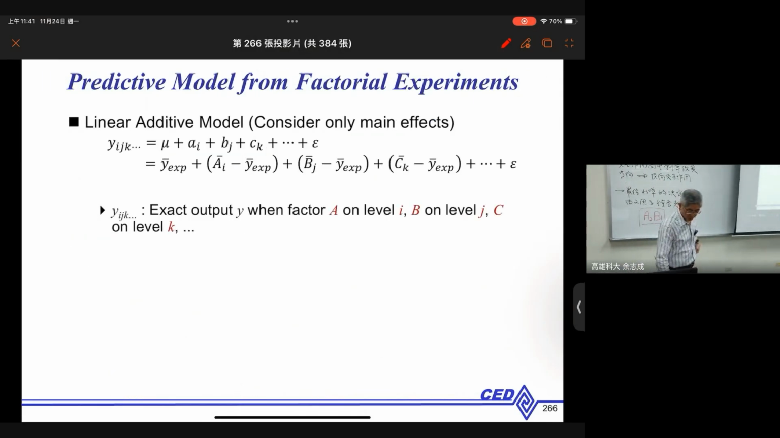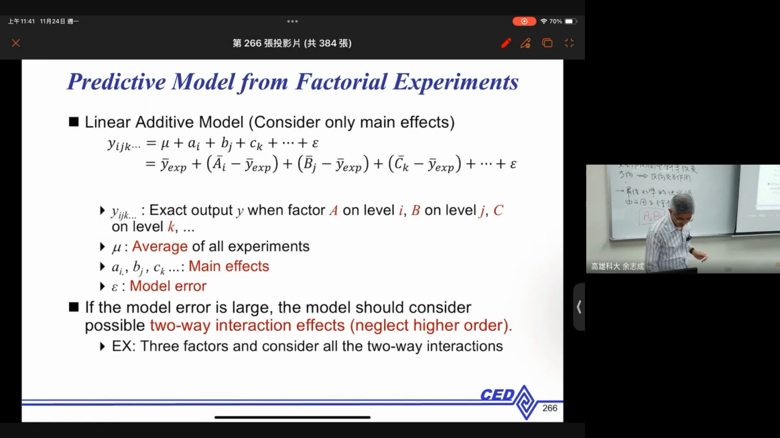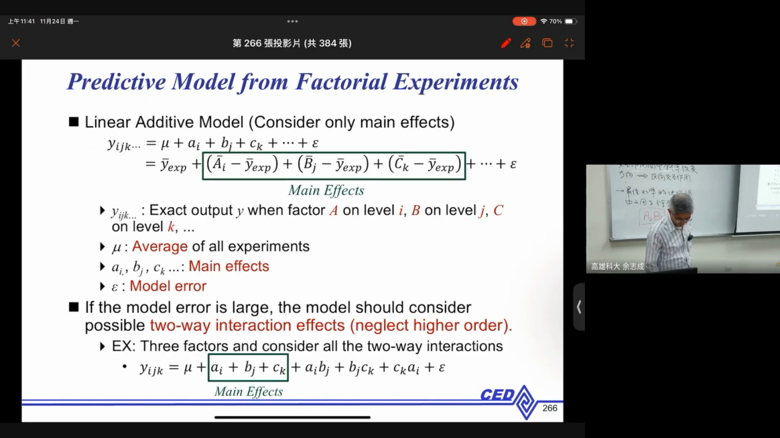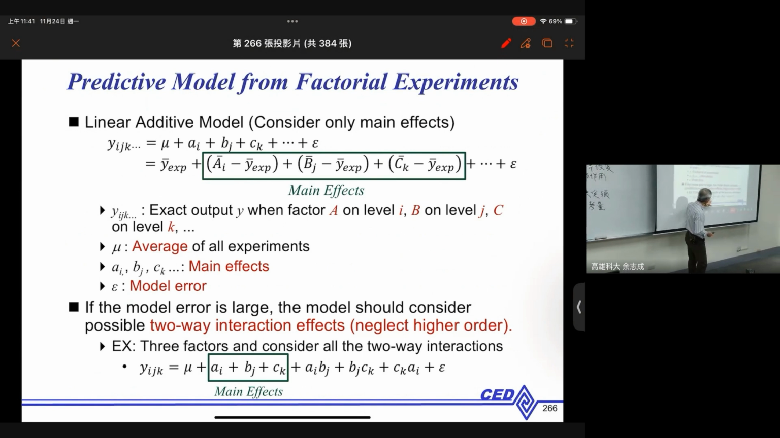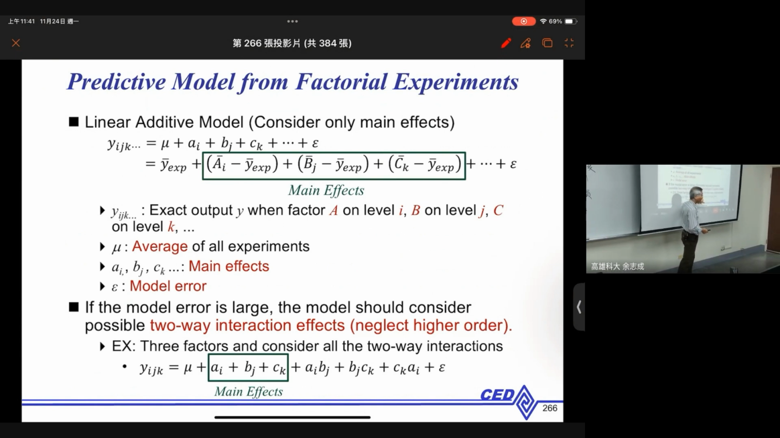Okay, so as you can see, this is an additive model. We only consider main effects. If in the future you want to consider the interactions, your model needs to change to a bigger model to include not just the main effects, but also these interaction effects.